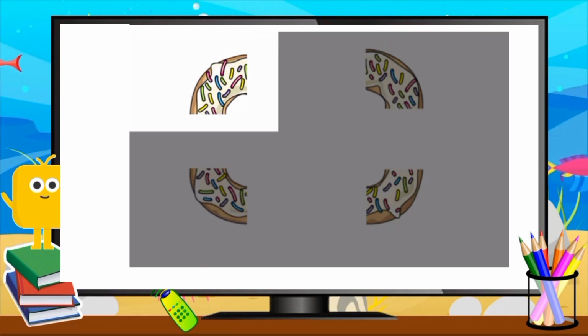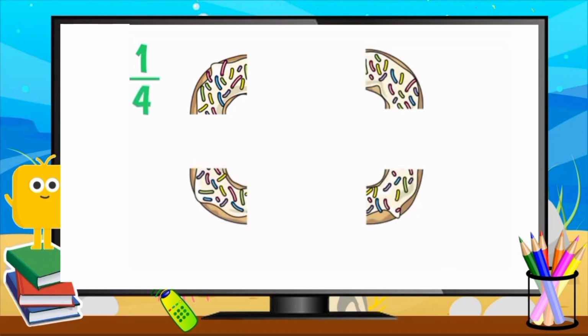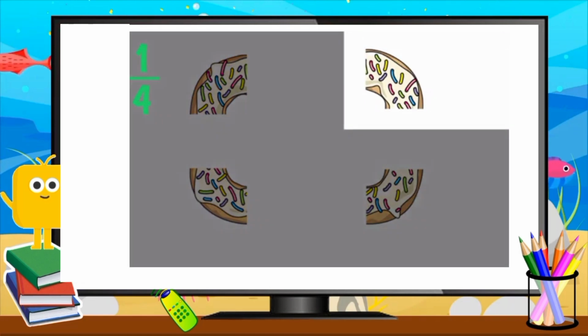Let's look at this piece on its own. Here we have just 1 piece, which is why the numerator is 1. But altogether there were 4 pieces, which is why the denominator is 4. That is the same for this piece as well.